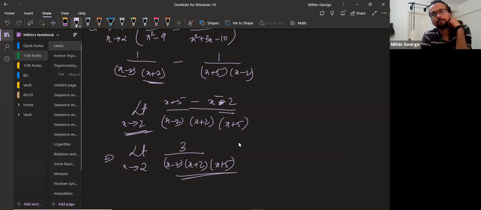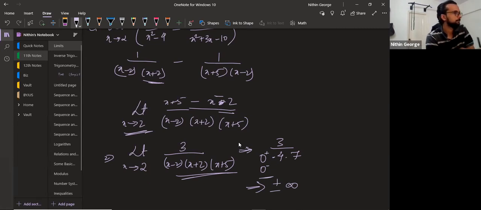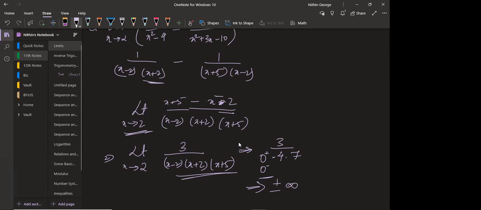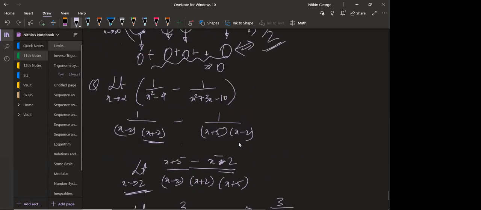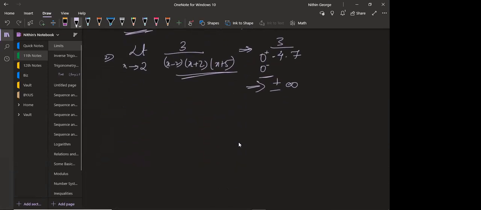So when I put a value close to 2, what happens? This x plus 2 becomes a value close to 4. X plus 5 becomes a value close to 7. And x minus 2 becomes a value a little greater than 0 or a little less than 0, which makes sure this whole quantity is plus or minus infinity accordingly. So what do you say about the limit? Does not exist. Exactly. Limit does not exist. And let's move ahead.